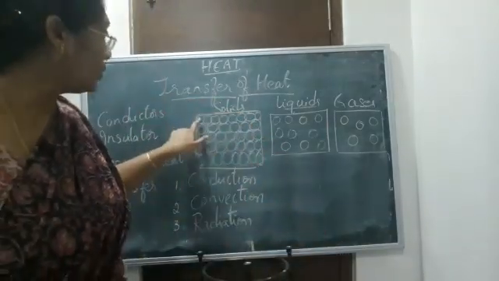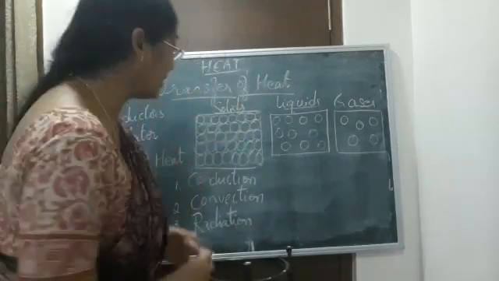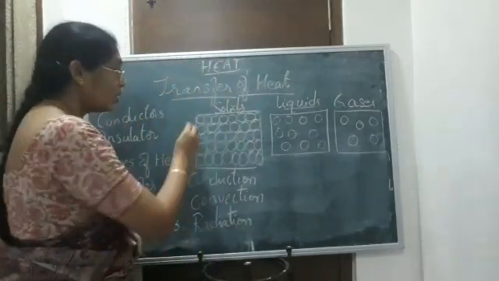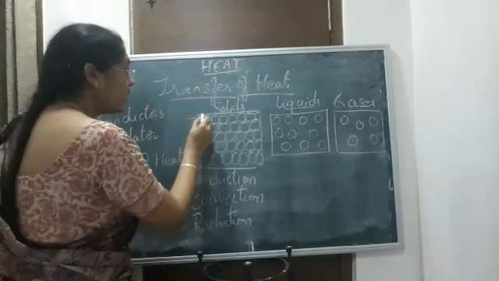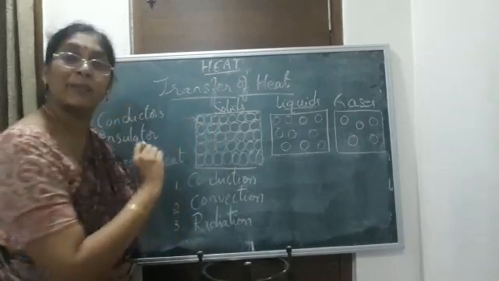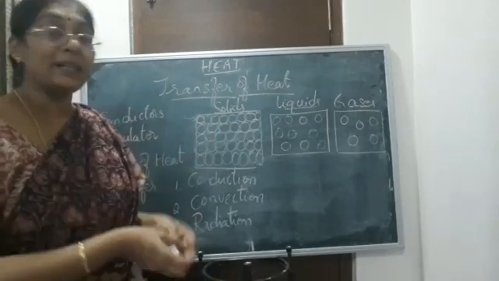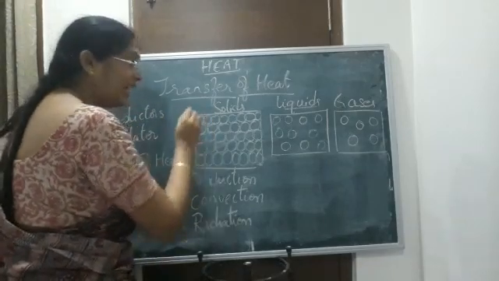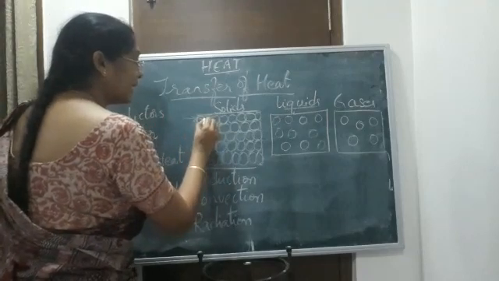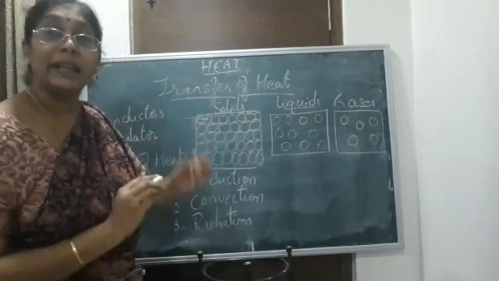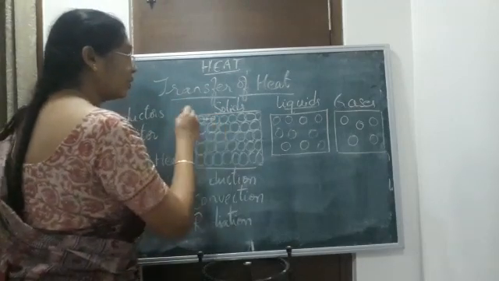In conduction, the molecules are very, very closely packed. So this first molecule that receives heat will not move out of its place because there is not much space for it to move. It will only vibrate in its place. Receiving heat, it starts vibrating in its place and then it passes that heat to the next molecule. The next molecule in turn receives the heat and then passes it to the next molecule.